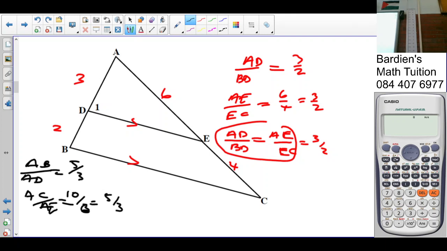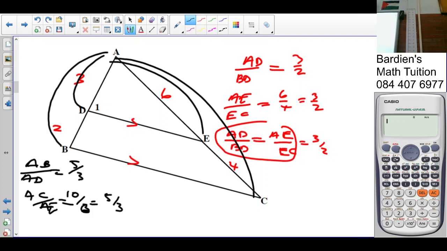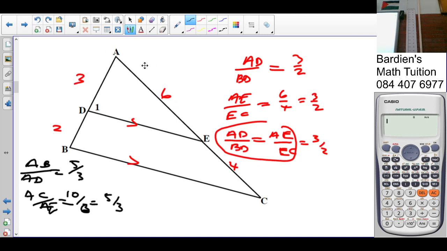Not so? So we have AB over AD was the same as AC over AE. Okay? And again, what conclusion can be made at that point? We can say that AB over AD is equal to AC over AE. And that is exactly the theorem we proved yesterday.